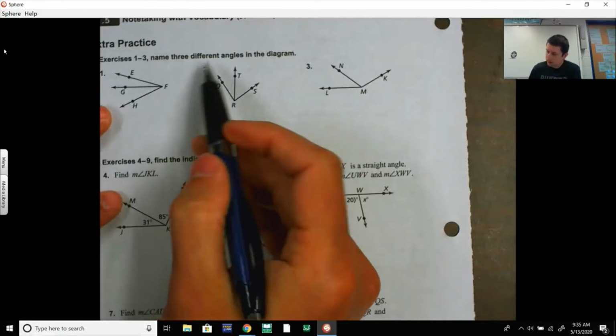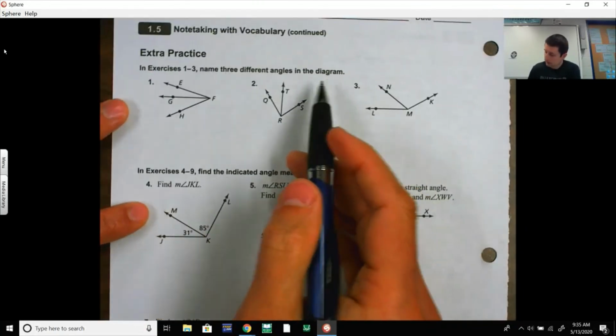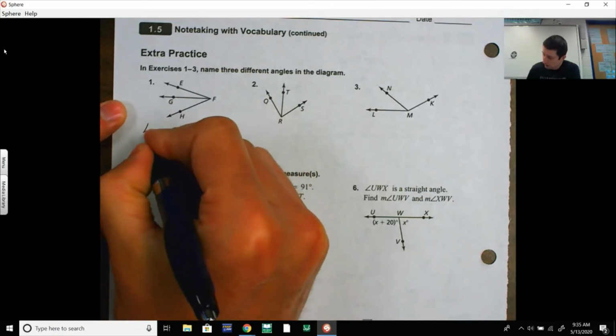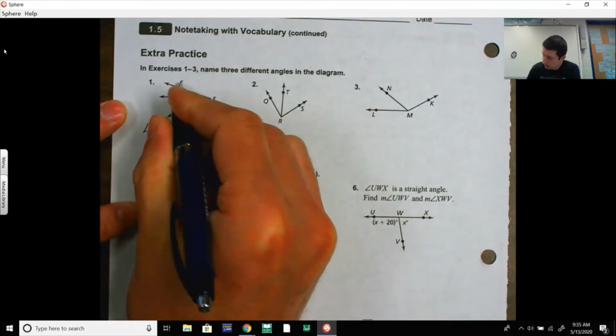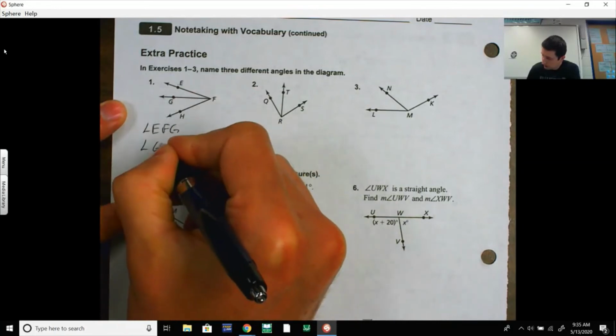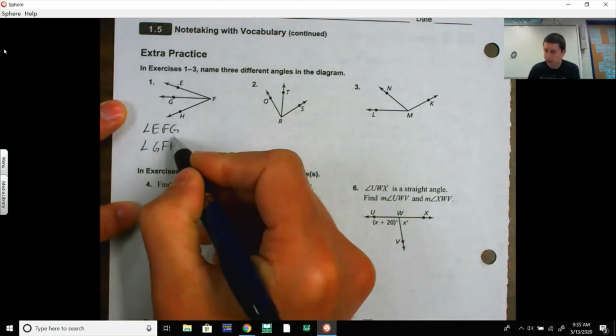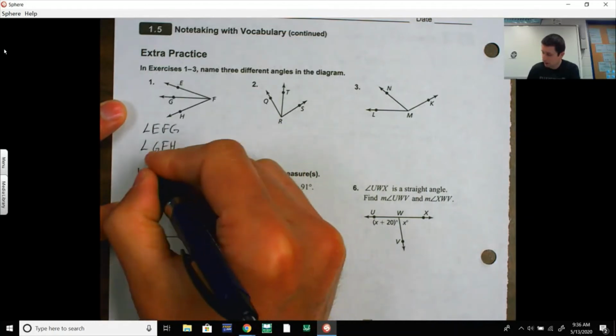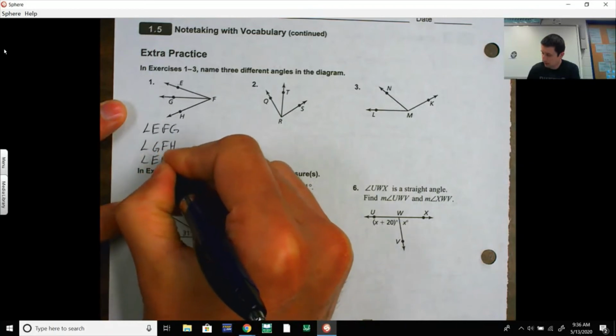Okay, so name three different angles in the diagram. Okay, so these are an angle with a ray going through there. So here we have angle EFG. We can have angle GFH. So those are the two smaller ones, EFG and GFH. They would add to the total one, which is EFH.